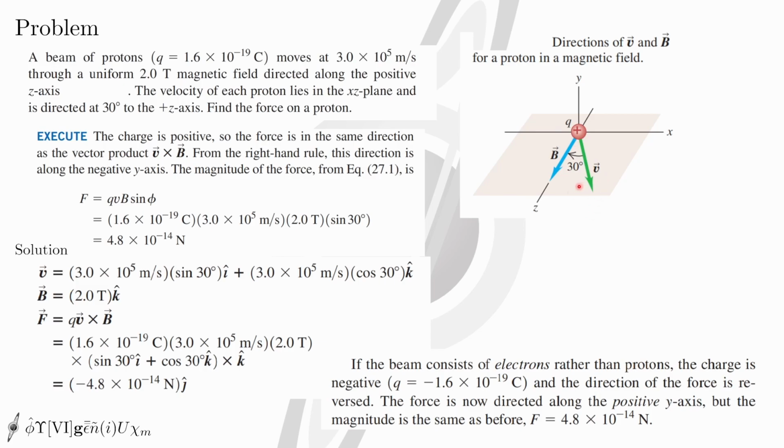So take note, class, that if you replace the proton with an electron, with the same specification in the problem, you will just reverse the direction of the force. Now it is directed along the positive y-axis. But it has the same magnitude since you have the same fundamental charge for both the protons and the electrons. So that's our first problem.